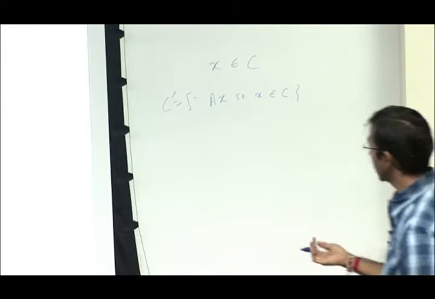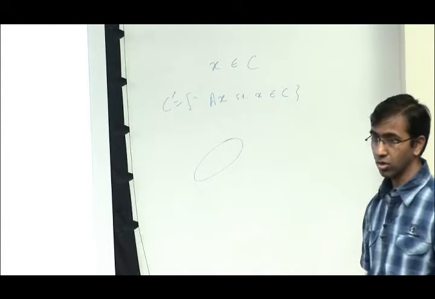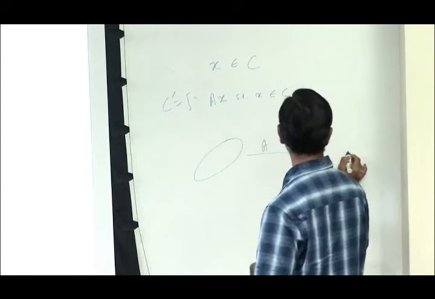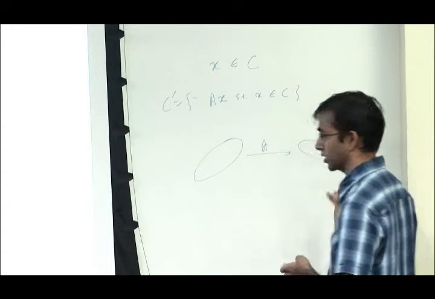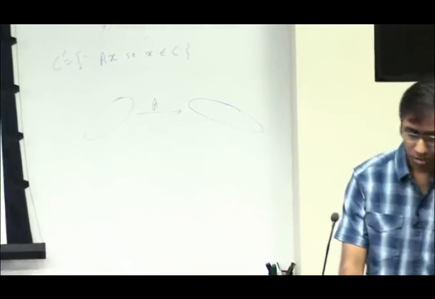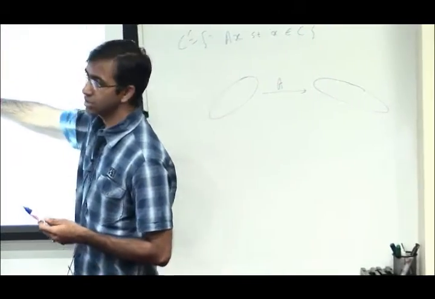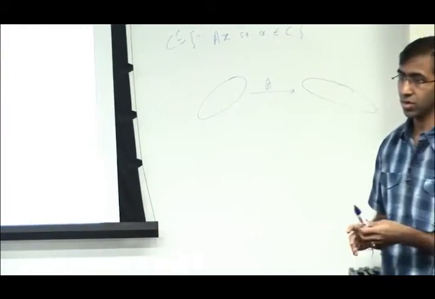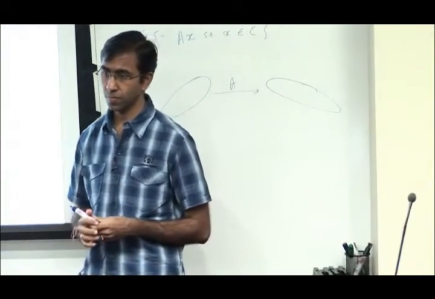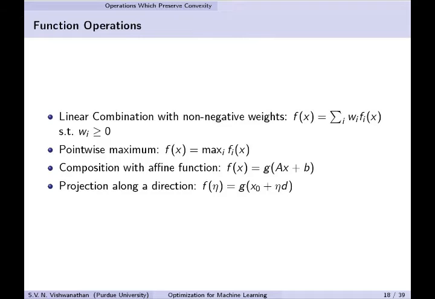The reason is that a linear transformation all it does is rotate and stretch the convex set, right? So for example, your convex set is something like this. You apply a linear transformation to it. Maybe it will rotate it and then stretch it along certain directions, but you will not destroy the convexity. So this also you should try at home. And similarly, the inverse image of a convex set under a linear transformation is convex, and that is almost trivial because the inverse image under a linear transformation is also a linear transformation. And let's look at the function operations that preserve convexity.